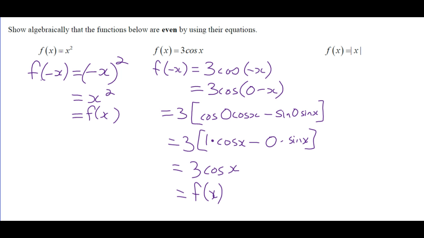It's even. F of x is equal to the absolute value of x. So f of -x is equal to the absolute value of -x. Now the absolute value of -x is the same as the absolute value of x, which is just f of x. That was the easy one. Didn't have to do much there. Whether x is negative or positive, it's just the absolute value, the magnitude of the number. Okay?